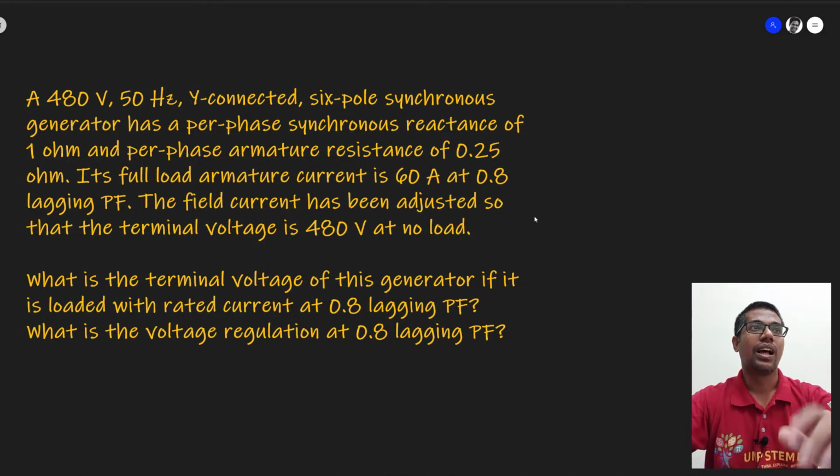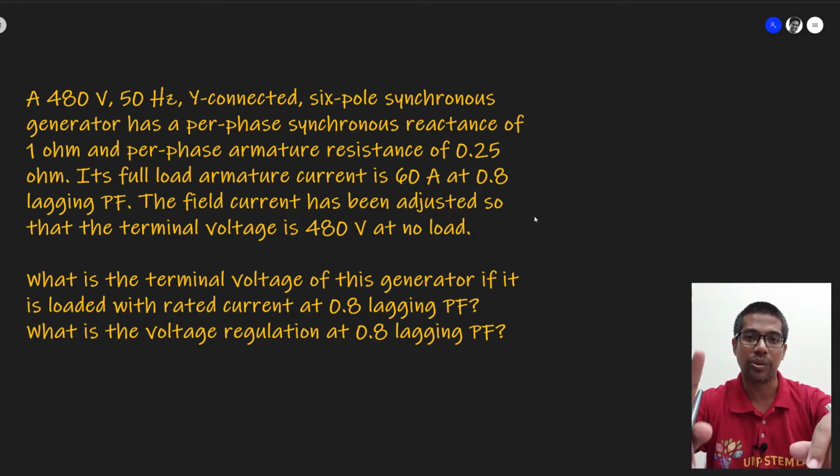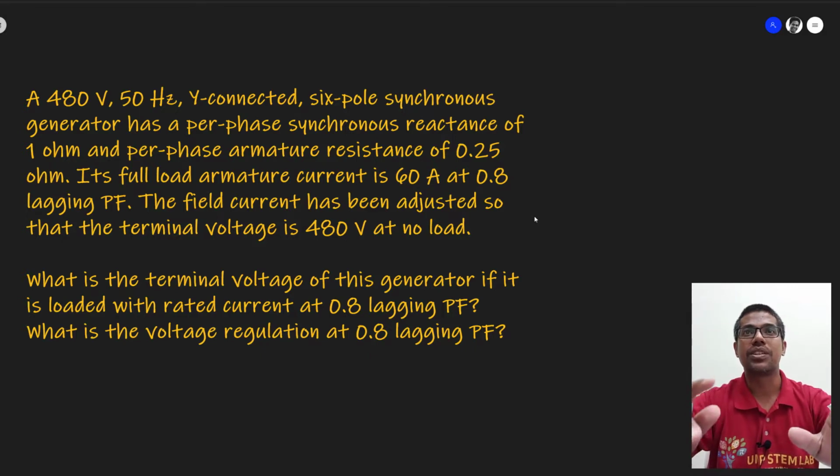A 480 volt, 50 Hz, Y connected, 6-pole synchronous generator has a per phase synchronous reactance of 1 ohm and per phase armature resistance of 0.5 ohm. Its full load armature current is 60 ampere at 0.8 lagging power factor. The field current has been adjusted so that the terminal voltage is 480 volt at no load.